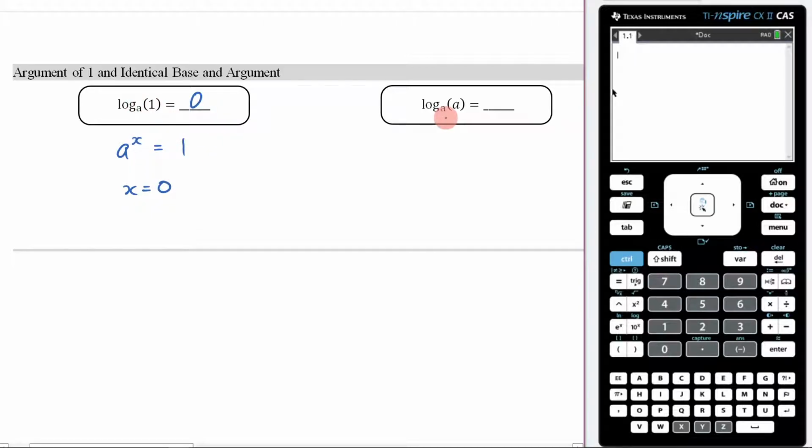And then the last one here, not too tricky at all, a raised to what power is going to be equal to a? Well, x has to be equal to 1. And that makes sense because, to get the same answer as the base, the power has to be 1. There's just no way around that. All right, perfect. Hopefully all of that has made sense.